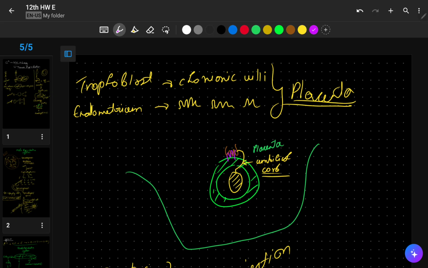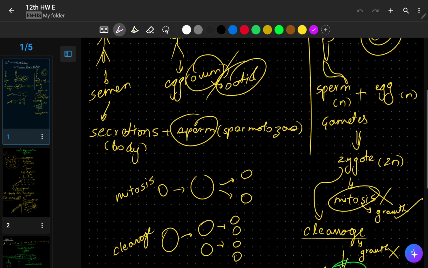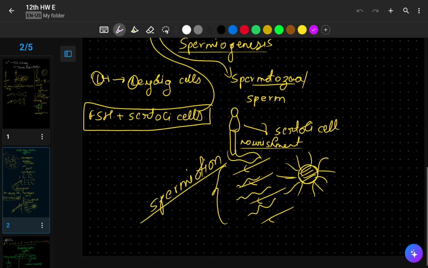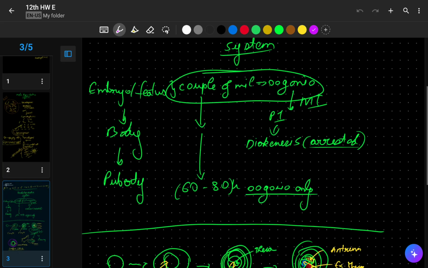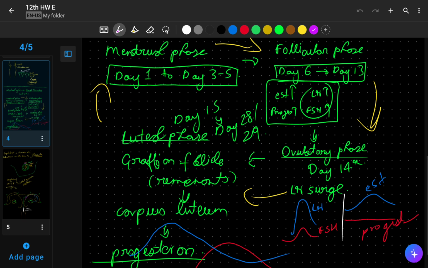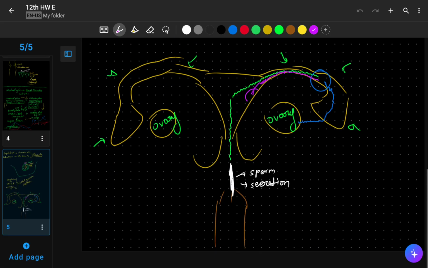A 5-page concept. The first page contains human reproduction, the male reproductive system. The second page, yeah, this just keeps on going. And then the female. And then we talked about the menstrual cycle, about implantation, the series of events after implantation, and then just some basic stuff. And yeah, that's it.